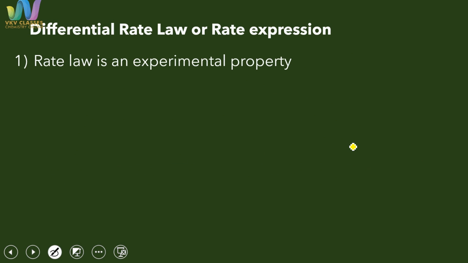What are the different characteristics of rate law? One is rate law is an experimental property. By looking at the equation, always we will not be able to write down the rate law. I repeat, we have to do an experiment and establish the relationship between concentration of the reactant and the rate. Then only we can write the rate law.